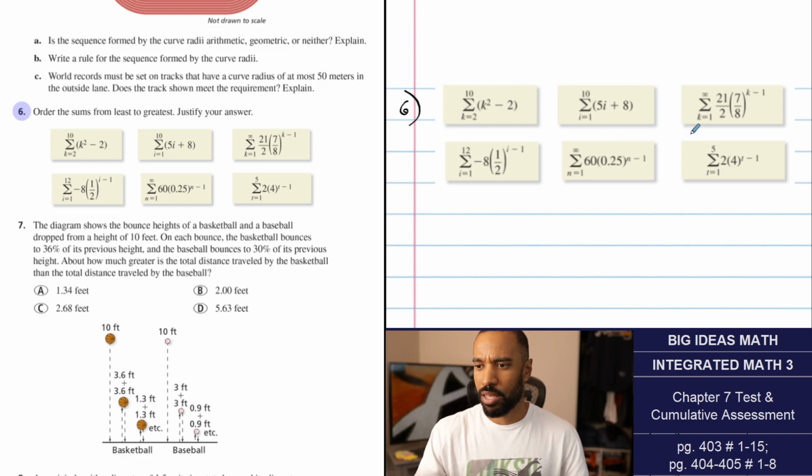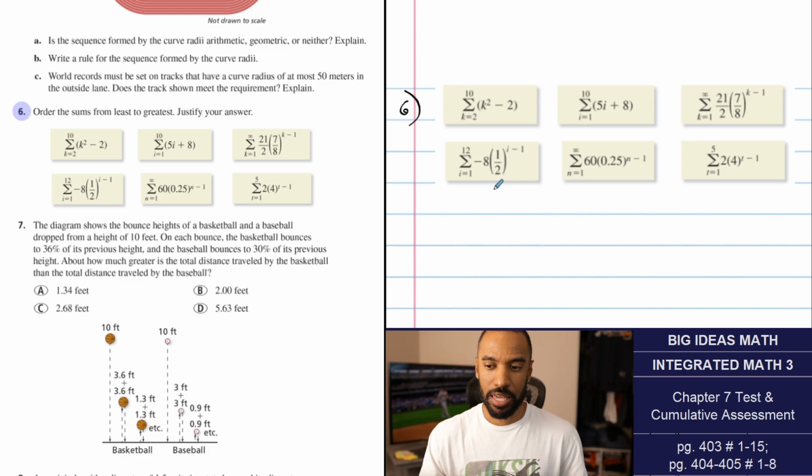For these ones, the smallest ones will be the ones that are negative. This will not have a negative sum. This won't. That won't. This will. All the terms are negative, so this will be a small one. That's positive, and that's positive. I believe from least to greatest, this would be number 1, the smallest.